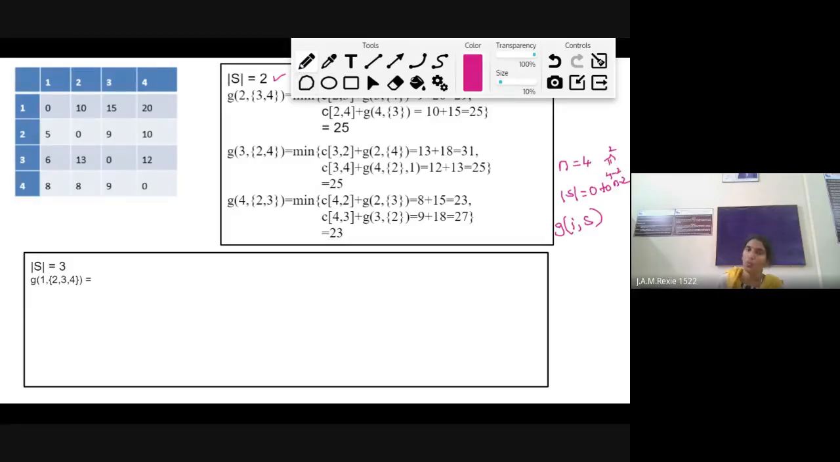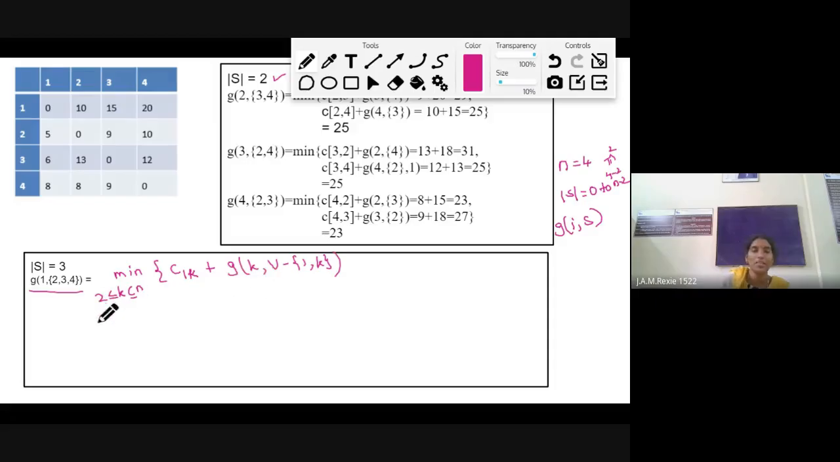Okay. So now we have to apply the formula for the original objective. G of 1 comma V minus 1. So G of 1 comma 2, 3, 4. And what is the formula we had? It will be minimum of, and for K we will be applying from 2 to n, the minimum of C of 1K plus G of K comma V minus 1 comma K. This is what the formula is.